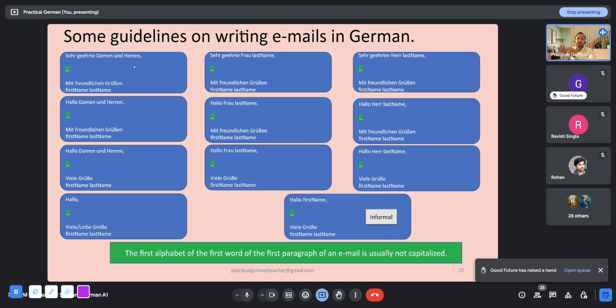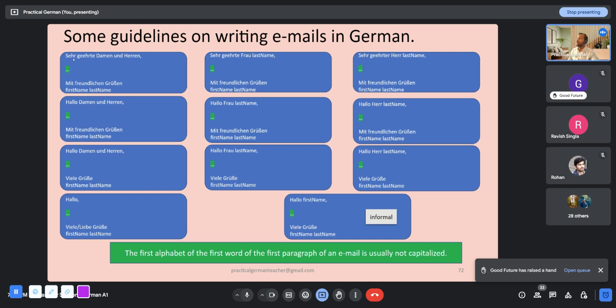But let's say if you want to write a proper email, so you will say sehr geehrte Damen und Herren. If you know what Damen means, you should guess by now, because Dame means lady, Damen will mean ladies. Herr means gentleman, Herren will be gentlemen, plural. Sehr geehrte Damen und Herren. Geehrte means like, you can think of it as respected, but it means a little bit more than that. Something like respected. So sehr means like, very.